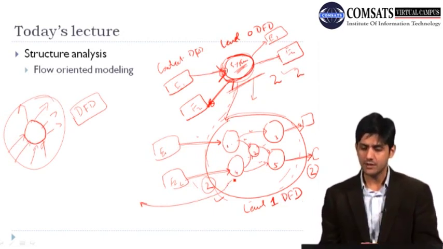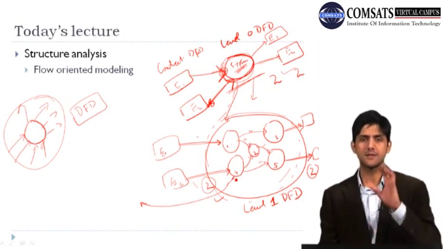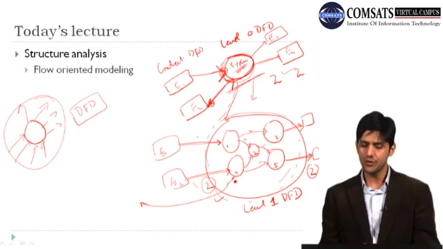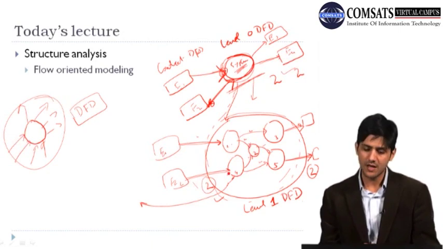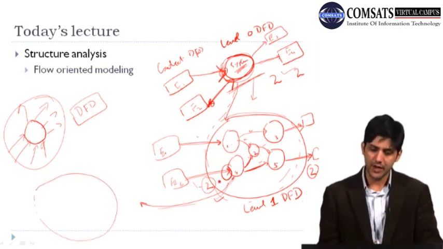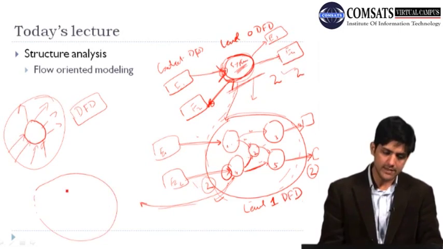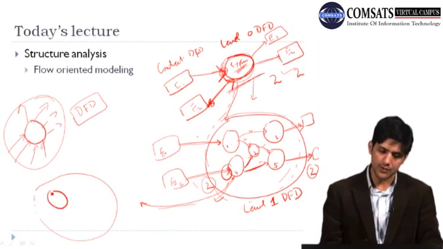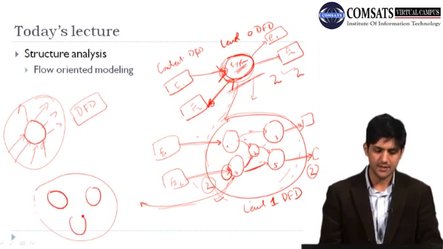Now let's say that process number 4 is very complex, and we want to know how this process 4 is transforming this input into these 2 outputs. This is what you want to know. So we are going to decompose our process number 4. Let's say we decide that this 4 can be decomposed into 3 sub-processes.